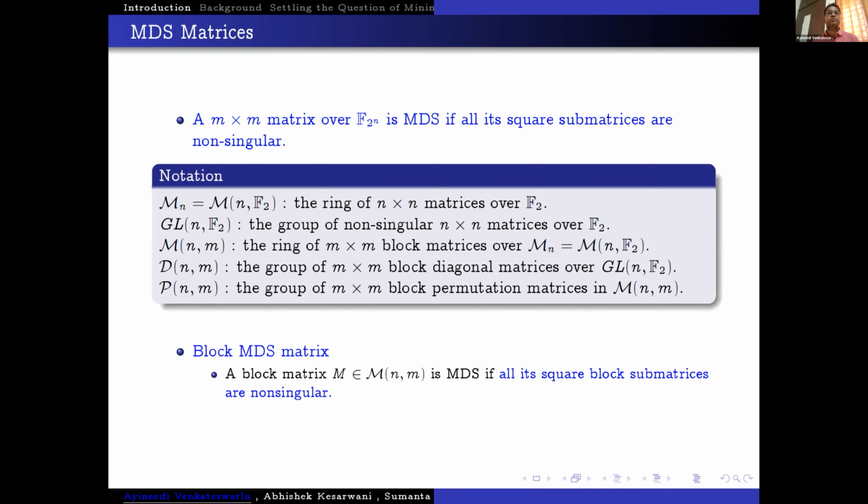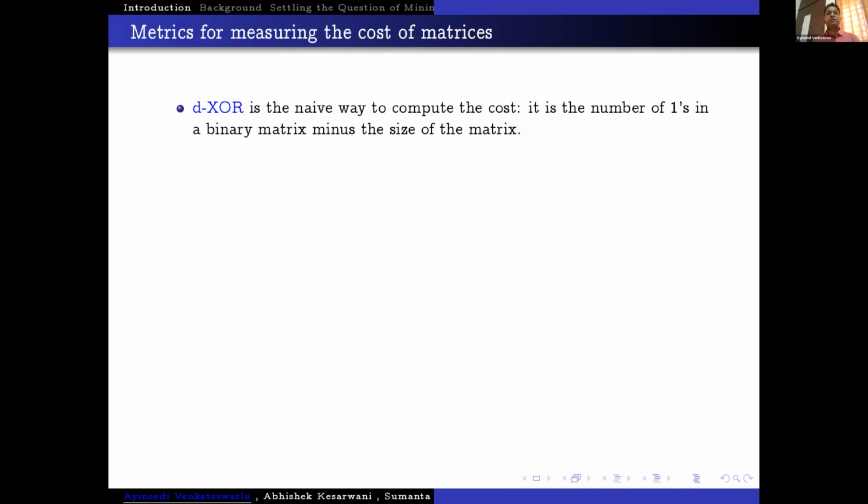A block matrix M in M_m(n) is said to be MDS if all its square block submatrices are non-singular. There are mainly three metrics discussed in the literature to assess the cost of matrices. The first one is DXOR, or direct XOR. It is the number of ones in a binary matrix minus the size of the matrix. It gives a good upper bound on the cost of the matrix.